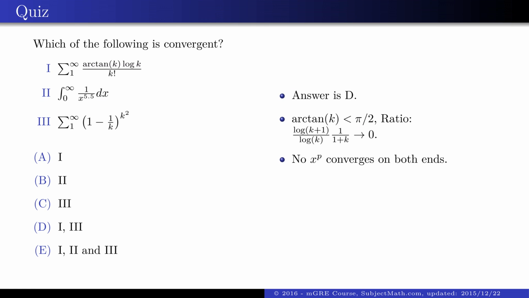Ready for the answer? It is D. Arctangent is bounded, so it is like multiplying by a constant. It does not contribute to the convergence or the divergence. The ratio test gives us the answer. For 2, notice that no x to the power of p function converges on both sides of the improper integral from 0 to infinity. For 3, we apply the root test and calculate a known limit.